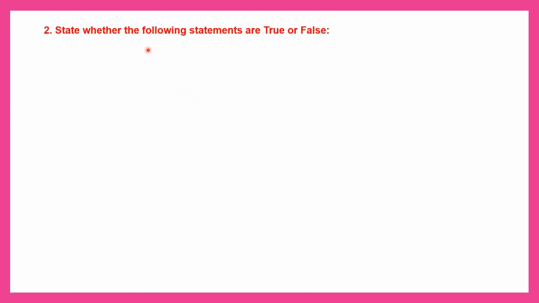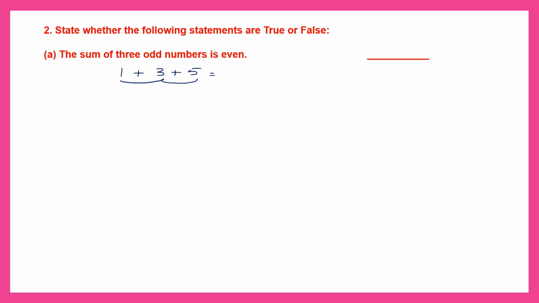Question 2. State whether the following statements are true or false. First one, the sum of three odd numbers is even. Now let's check that with an example. Three odd numbers, we'll take 1 plus 3 plus 5. 1 plus 3 is 4. 4 plus 5 is 9. And as you can see, 9 is an odd number. So this statement, the sum of three odd numbers is even, is false.